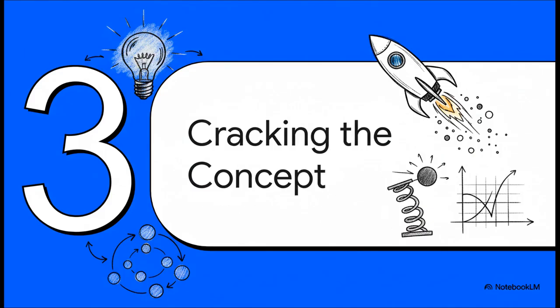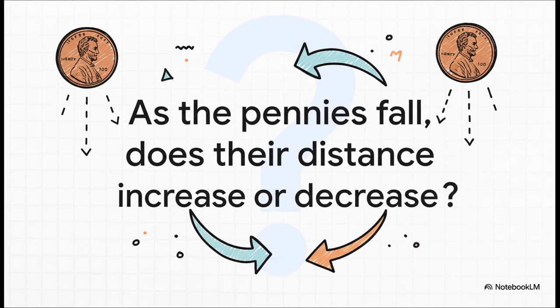Okay, let's switch gears from the math to the ideas. There's one conceptual question you are pretty much guaranteed to see, so let's make sure you understand the physics behind it, inside and out. So take a second and really picture this. You drop a penny, it falls for a bit. Then from the exact same spot, you drop a second penny. So now they're both falling through the air. Does the gap between them increase, decrease, or stay the same?